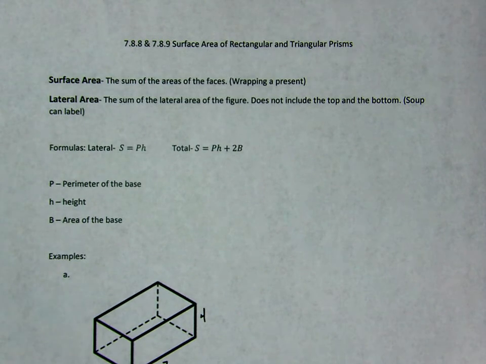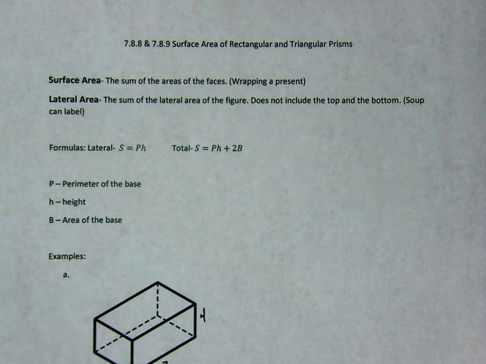And lateral area, the sum of the lateral area of the figure, does not include the top and bottom. I like to use the example of a soup can label. On the top and bottom, you usually just see the can, and on the side of the can is the label that covers the lateral surface area of that can.